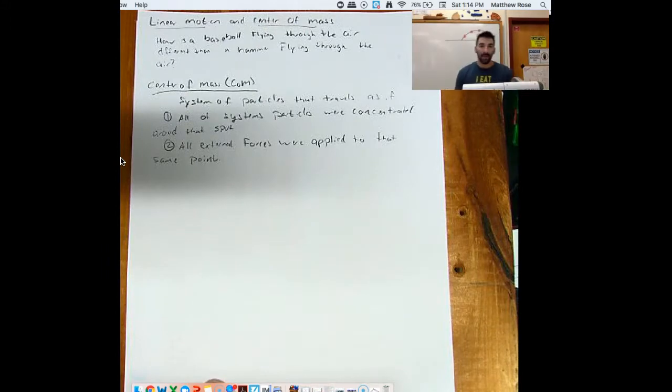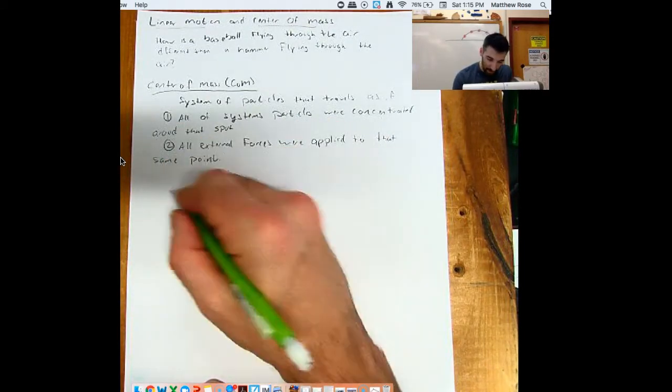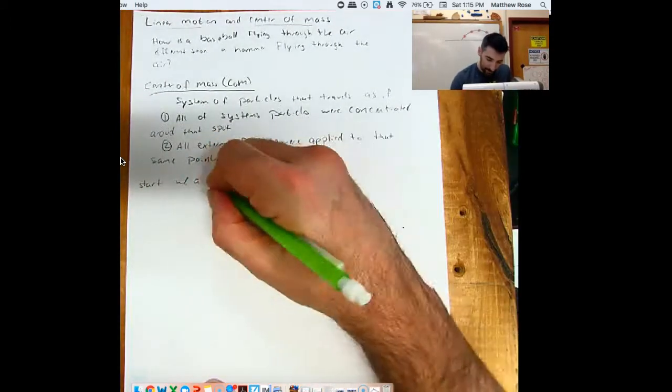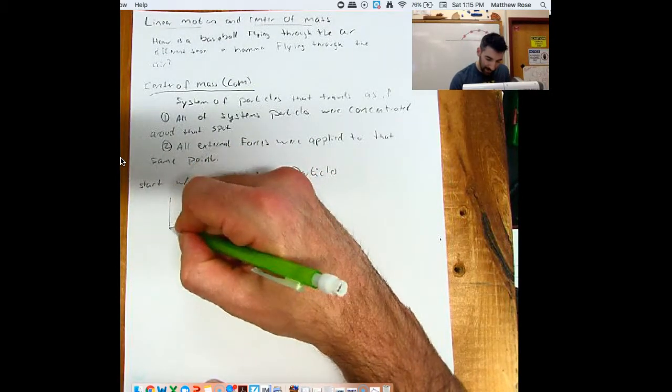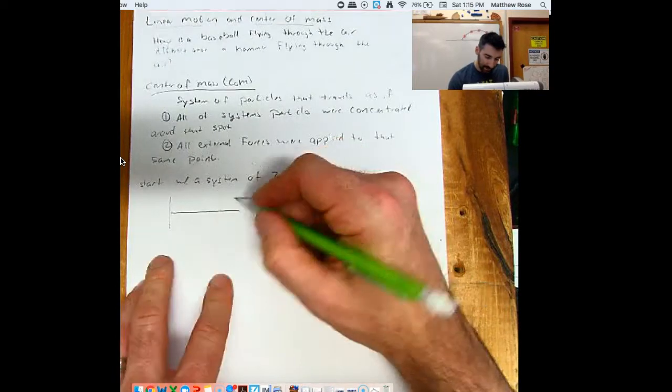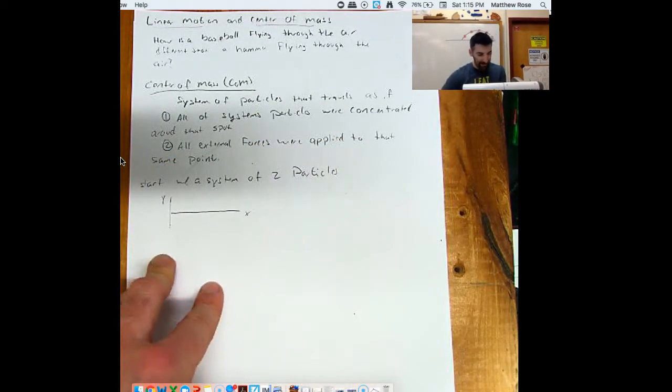So I'm going to start kind of simple. It's always easy to start simple. Let's start with just a system of particles, like a few particles. Let's start with a system of 2 particles. All right, so we're going to put them on an XY axis. So I'm going to draw my plane here. Let's put a Y there. Let's put an X there. And let's be nice and simple.